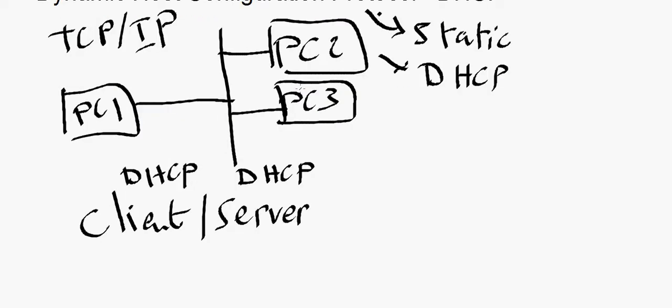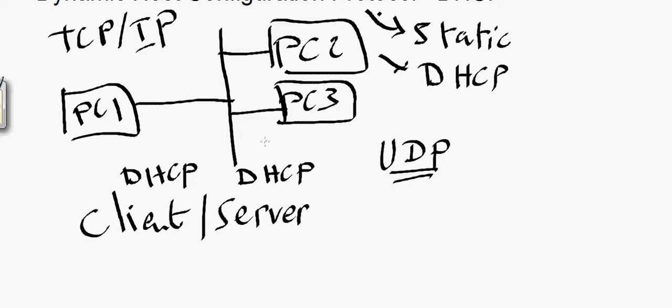Now, what will happen? First, we have to understand that since DHCP is an application layer protocol, it relies on a transport layer, and the transport layer protocol used by DHCP is UDP. Since it uses UDP, this means that DHCP is connectionless.